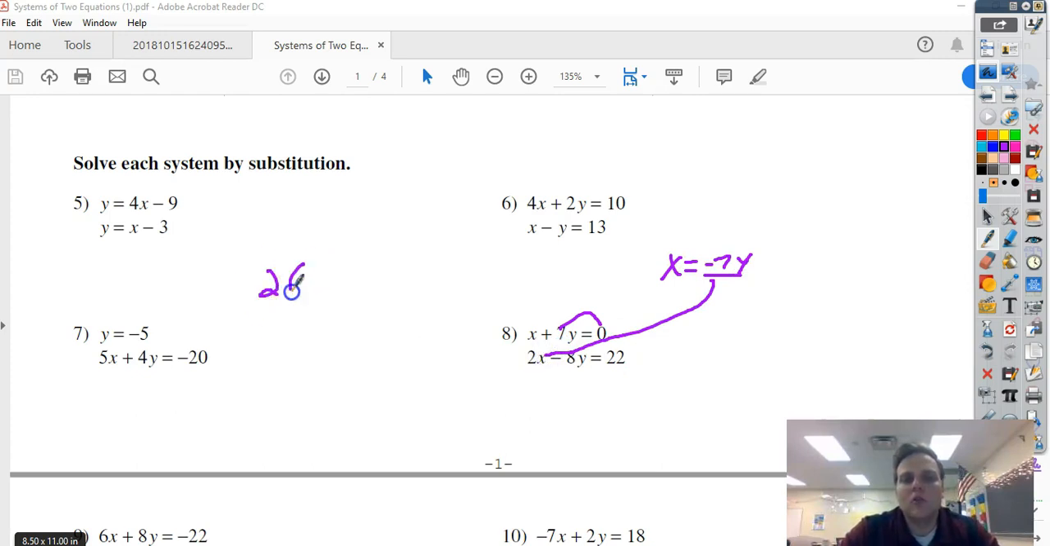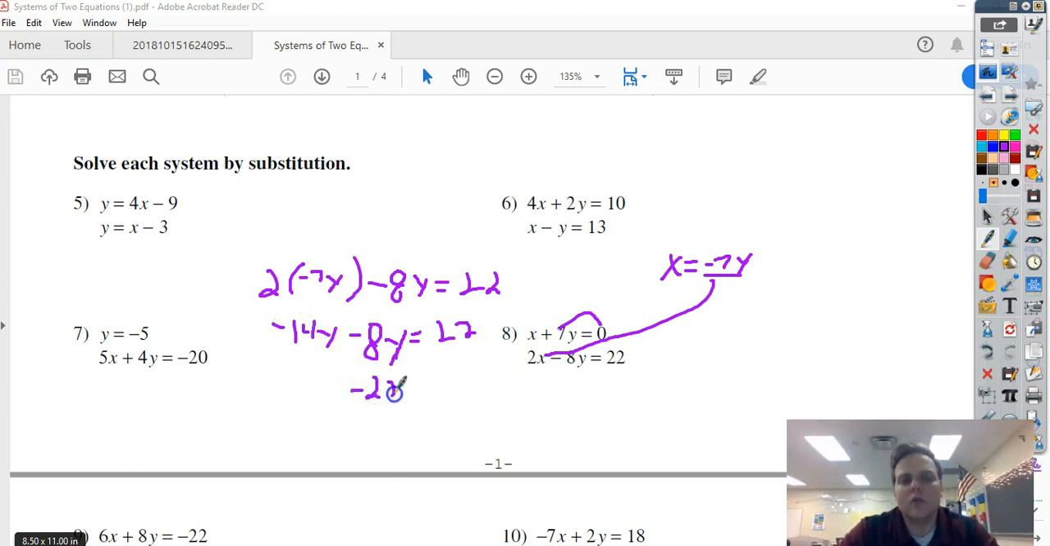So I can say 2 times negative 7y minus 8y is equal to 22. That gives me negative 14y minus 8y is equal to 22. Well, negative 14 minus 8 is negative 22. So negative 22y is equal to 22. Divide both sides by that negative 22 to get y by itself.